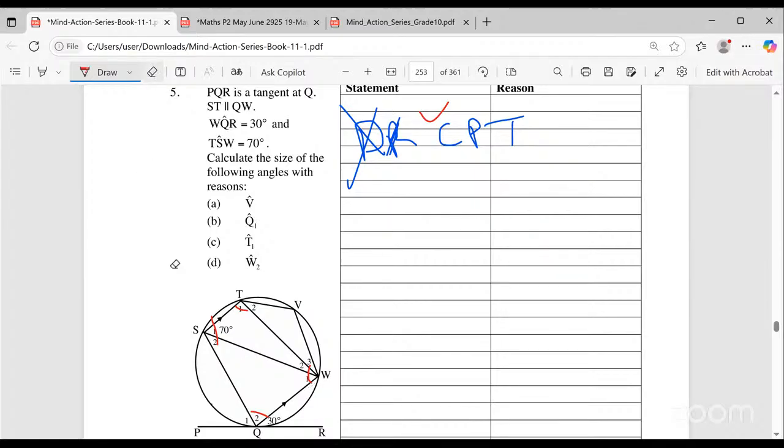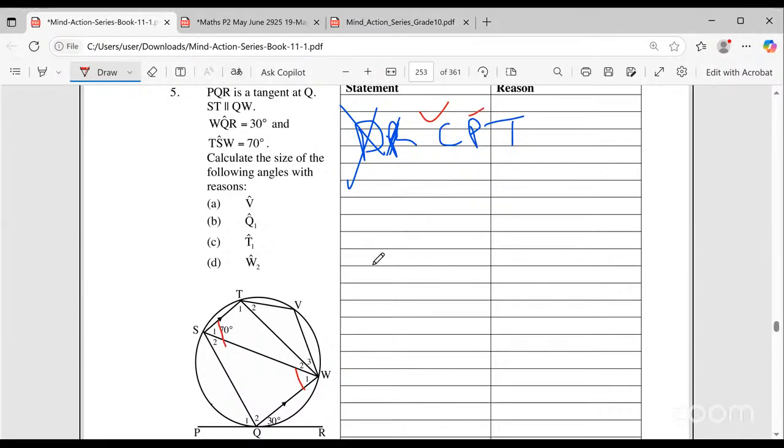And then you can also go for Z or N, alternate angles. This angle is equal to that angle right there, alternate angles. Reason being, alternate angles, ST is parallel to QW. And then who is the other one? Okay, I think that's all with the parallel lines.